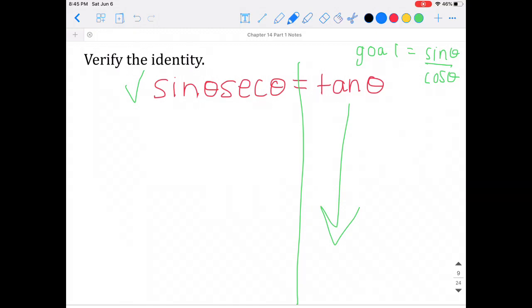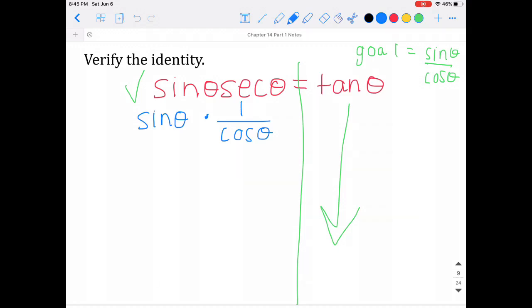When you have multiplication, it's usually easier to try and split up your two terms. So I'm going to keep sine of theta the same. And secant of theta, I want to try and get this term into sine and cosine terms. So secant of theta is really equal to 1 over cosine of theta. And the right side is staying exactly the same. I'm going to ignore it for now.